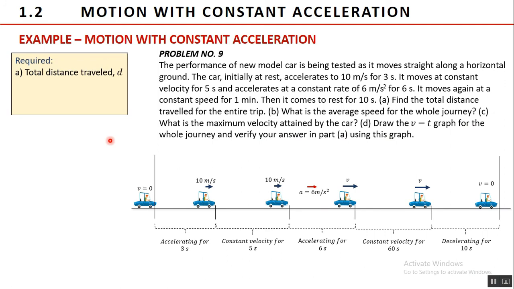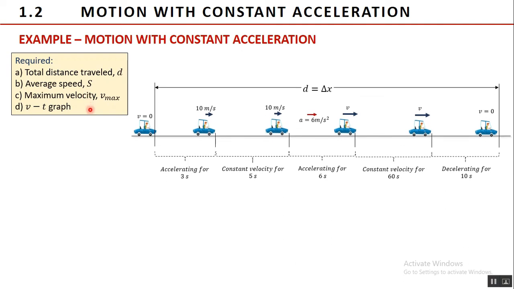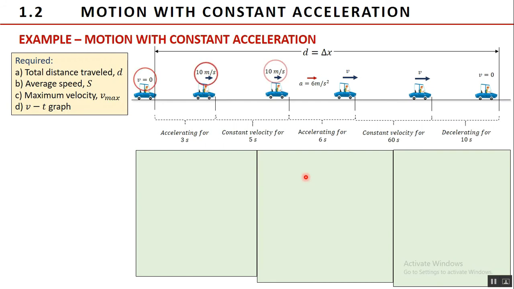This problem is quite long because we are required to solve for the total distance traveled, the average speed, the maximum velocity, and to construct a velocity time graph. For letter A, the total distance traveled. The figure shows the type of motion happening in each time interval. We also indicate the known values of velocities, time and acceleration.